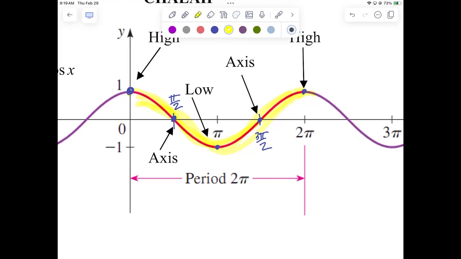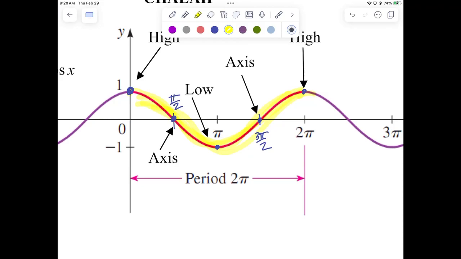That's going to be your new parent function. It's also a periodic function. It's also a wave function, okay? But unlike sine that starts on the axis and ends on the axis, cosine starts high and ends high. So if you think about these 5 critical values, these are your quadrantal angles, right? Those are your 5 critical values.